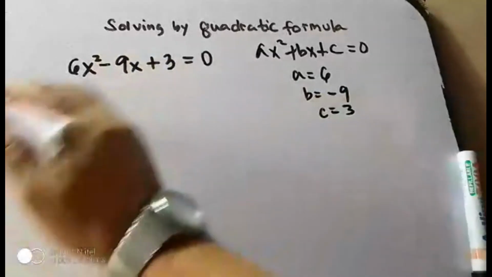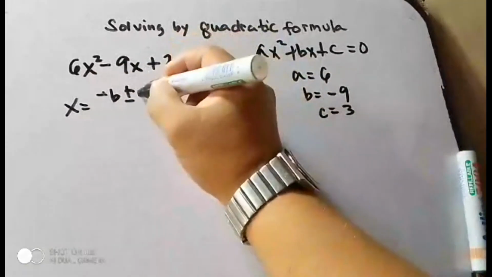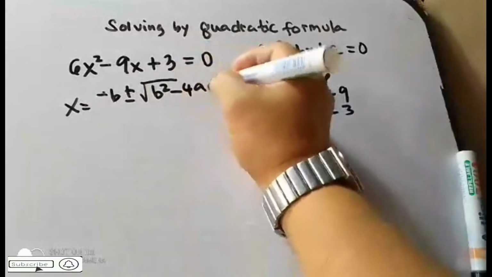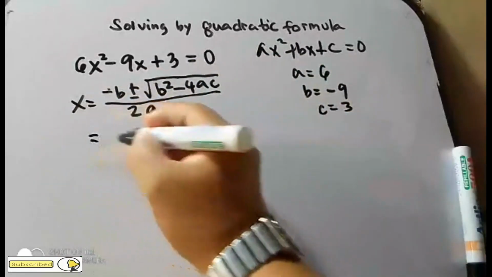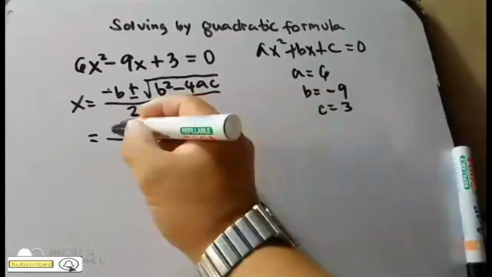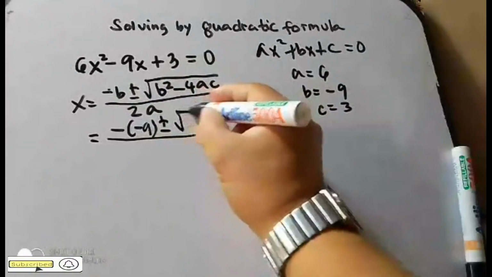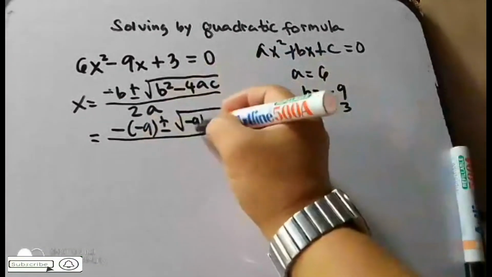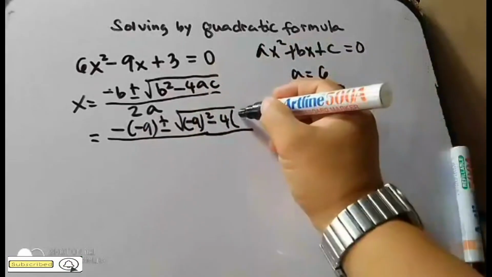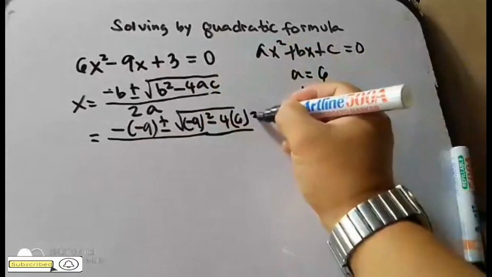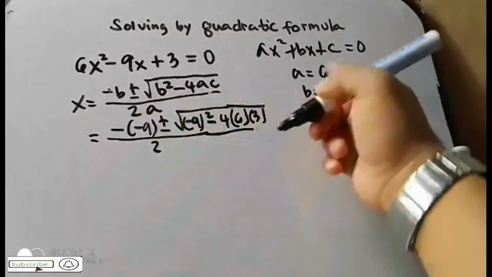Quadratic formula, x equals negative b plus and minus square root of b squared minus 4ac all over 2a. Yung b natin ay negative 9. So, negative 9 plus and minus square root b ay negative 9 squared natin siya minus 4. Yung a natin ay 6 and yung c ay 3 over 2. Yung a ay 6.